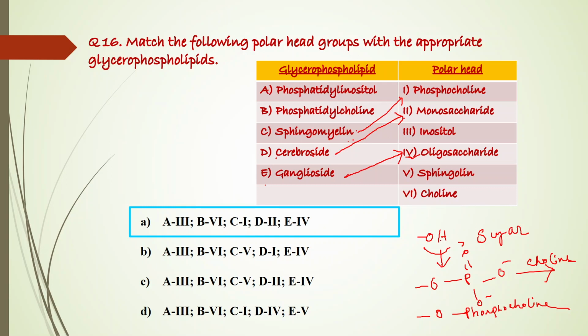Moving to the next one, phosphatidylcholine. What is phosphatidylcholine? Again, it is like a classification for glycerophospholipids. So in case of glycerol, you actually have 3 OH groups.